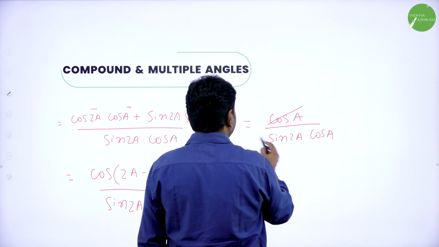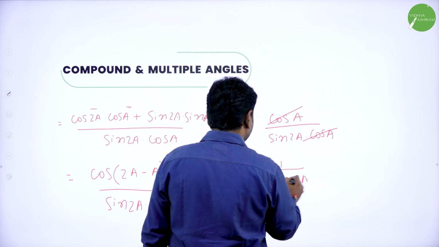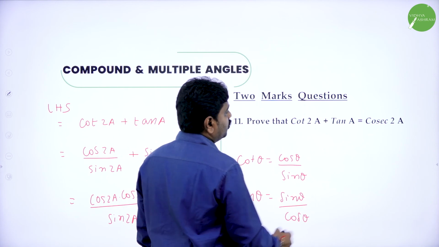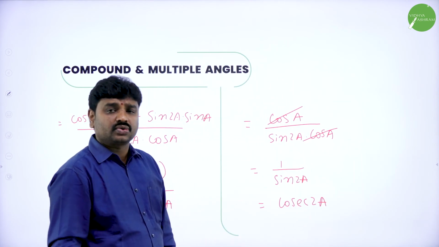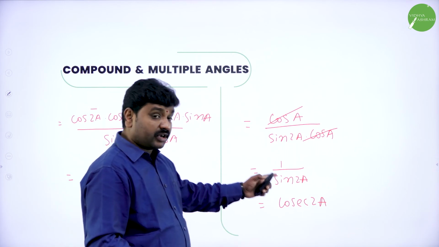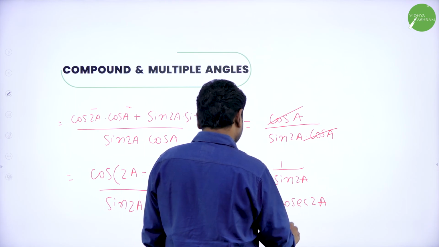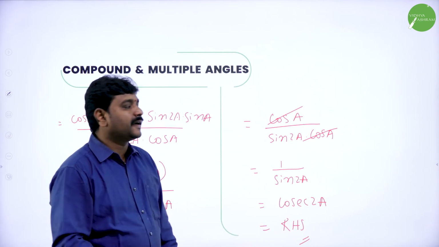So can I cancel cos a cos a? So I am left out with 1 by sin 2a. You know sin is the reciprocal of cosecant. So I can write it as cosecant 2a. What do they want you to prove? Cosecant 2a. Cosecant is reciprocal of sin. So instead of 1 by sin 2a, you can write cosecant 2a. This is your RHS. I hope all of you got this.